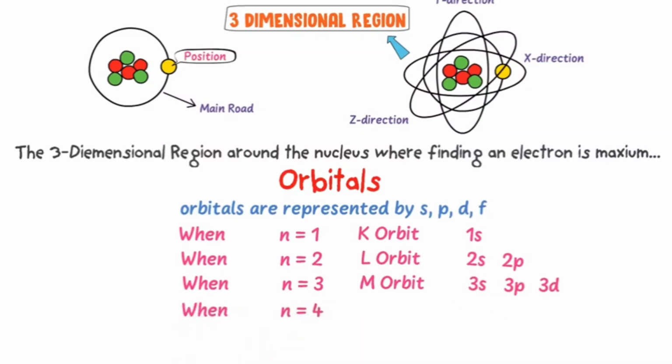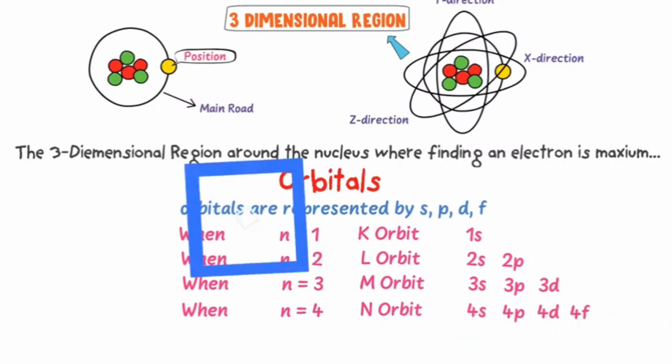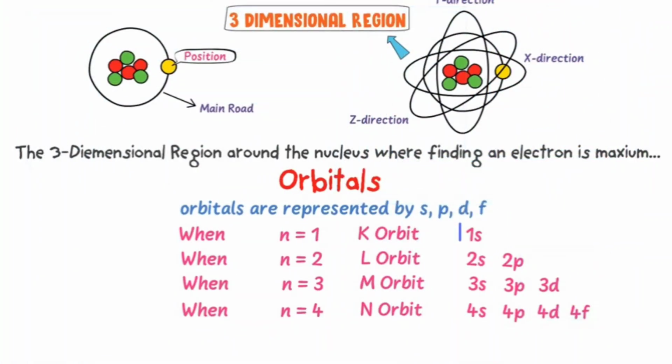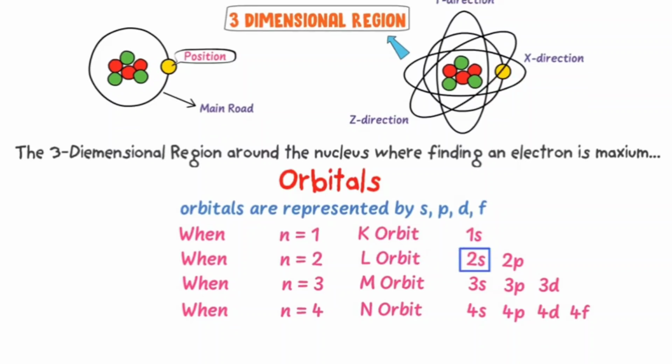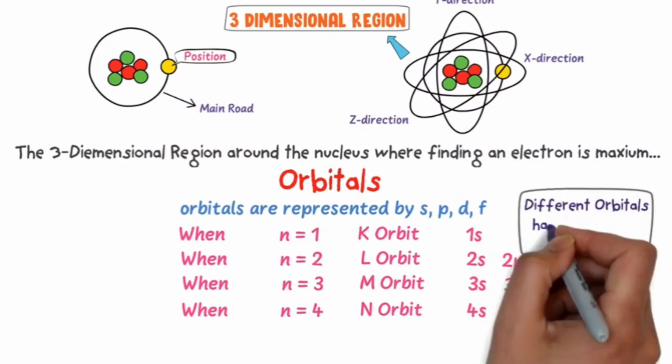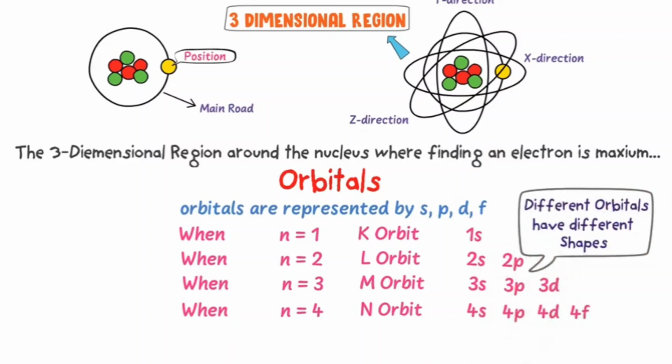When n is equal to 4, it is N orbit. It has four orbitals, 4s, 4p, 4d and 4f. Remember that a 1s orbital is different from a 2s orbital. 1s means that this is the orbital of K orbit and 2s means it is the orbital of L orbit. Also remember that different orbitals have different shapes. For example, the shape of an s orbital is spherical and the shape of a p orbital is like a dumbbell.